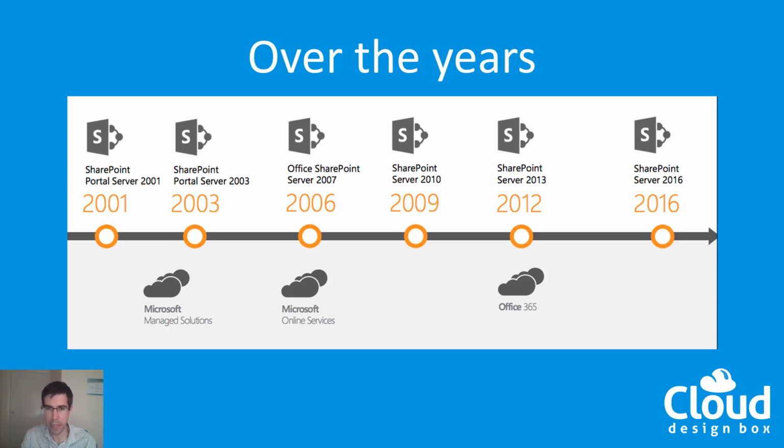And you can see that across the bottom there are the different online services. You can see Office 365 came into play around 2012, and that's when things really started to change, and this new experience that we're seeing now, which is a completely different SharePoint to the versions we've had previously, that's where it started to evolve from that point.